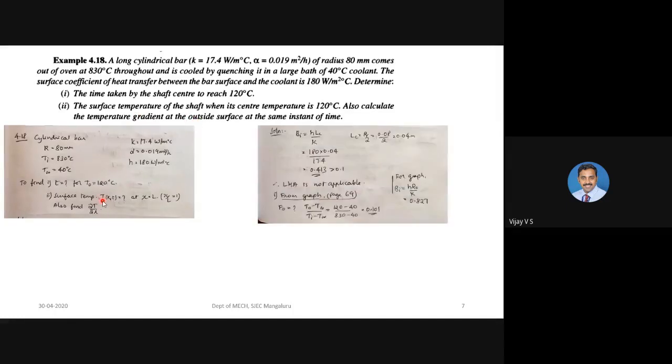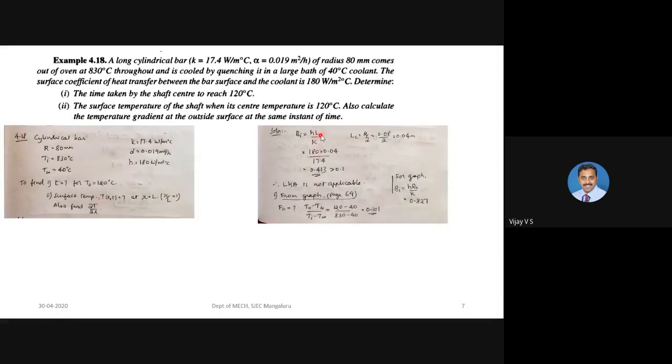Next, I should find out what is the surface temperature at the same time. When the center reaches 120, what is the surface temperature? This we have to calculate. Also, they have asked what is the temperature gradient. We will see that. Now find out the Biot number here.